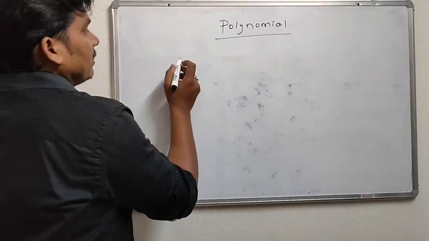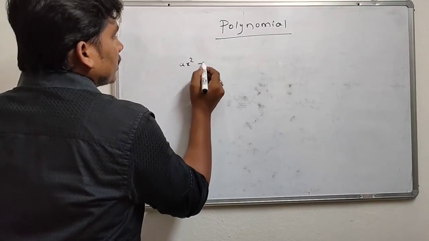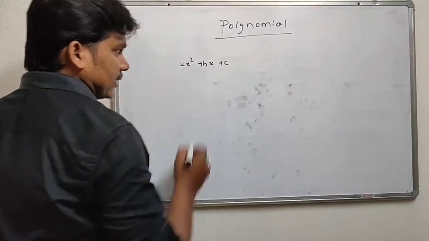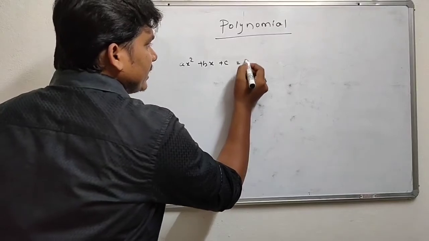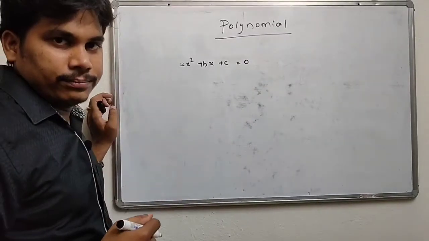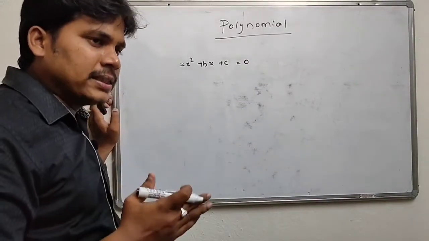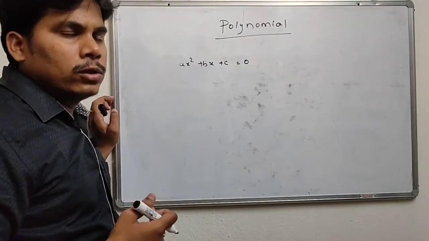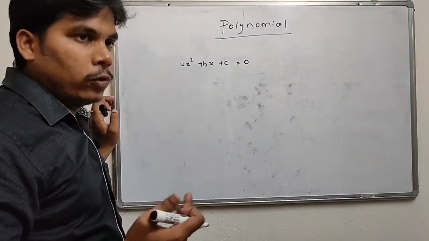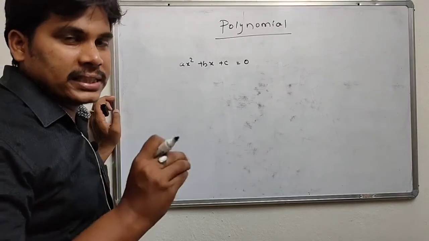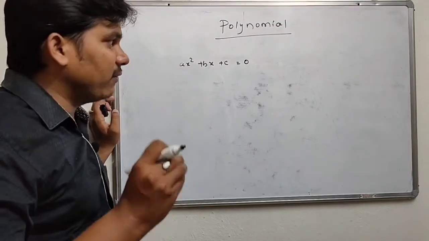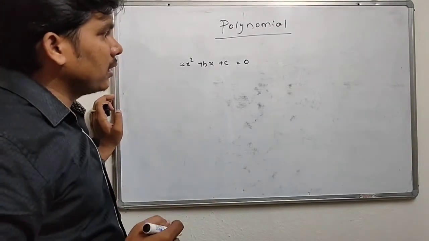See, if I say ax square plus bx plus c, it is an expression. If I say it is equal to 0, it is an equation. About the expression and equation, you attended so many classes. If you don't know, just put a message in my comment box. I will explain it to you. Now we'll understand.